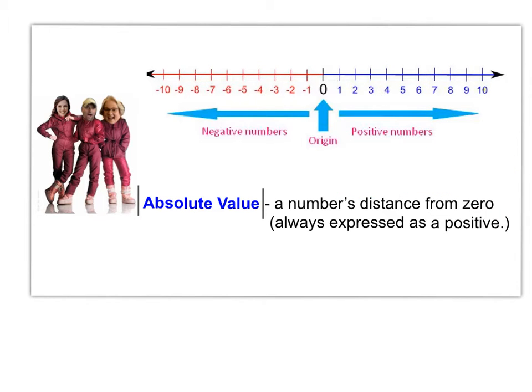Another concept that we should talk about is absolute value. Absolute value is shown by putting bars around something like this. These are the absolute value bars. What that means is we want to know that number's distance from 0. So we always express it as a positive.